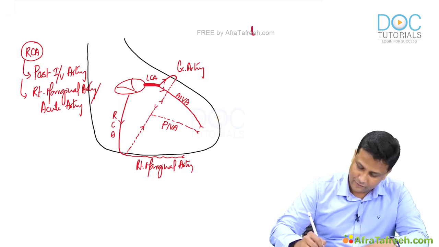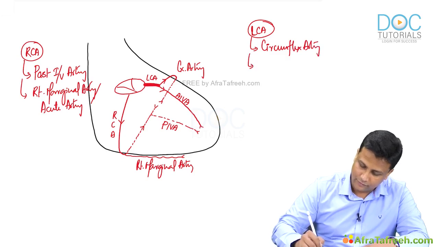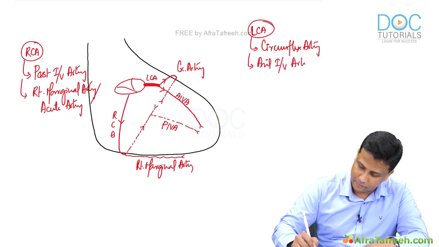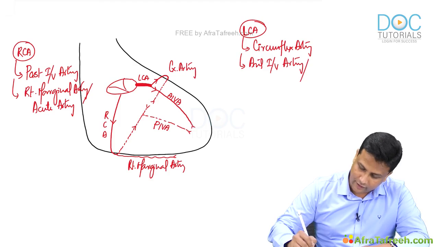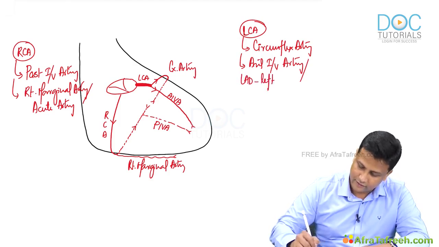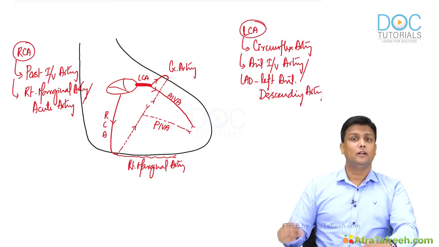Left coronary artery. Number one, remember it is giving a branch, that is circumflex artery. And another one will be the anterior interventricular artery, AIVA. Now that same anterior interventricular artery, remember it is also known as LAD artery. Now what is this LAD artery, sir? Left anterior descending artery.